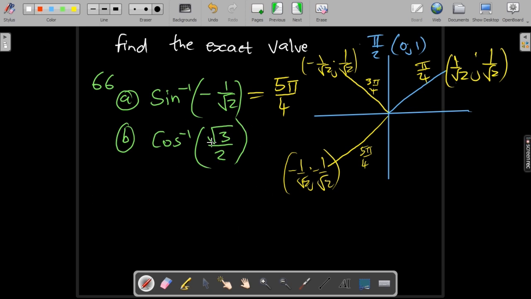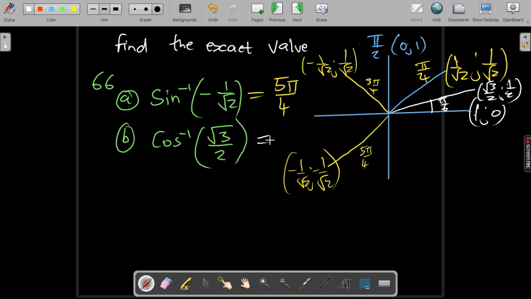And we're going to come to this one. Where is cosine square root of 3 over 2? So as we count up or count down in the case of cosine, we start at 0, we have 1, 0 as our coordinates. Then the next one will be pi over 6, where we have square root of 3 over 2 and a half. And that x coordinate gives us our cosine.